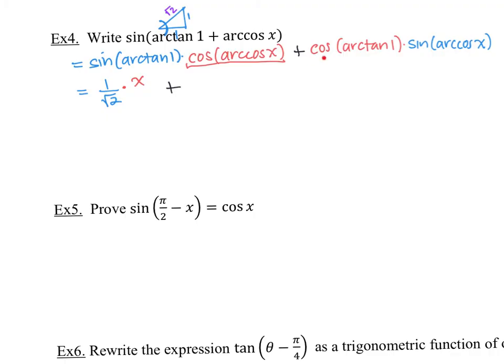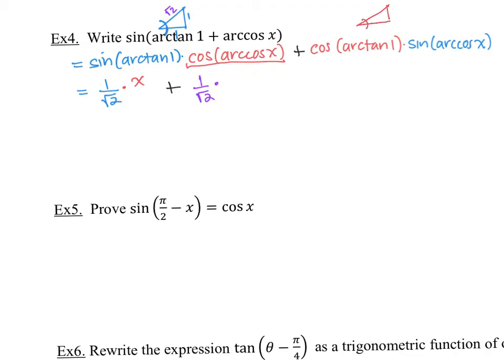Now I'm at the cosine of the arctangent of 1. I already drew a picture for arctangent 1. Now if I want to find the cosine of this scenario, it's going to be the adjacent over the hypotenuse. So that's going to give me 1 over root 2 times. Then I have to figure out what the sine of the arc cosine of x is. So I am going to go ahead and draw a picture for arc cosine x. I'm going to draw a little triangle.